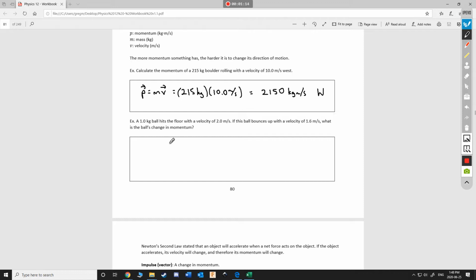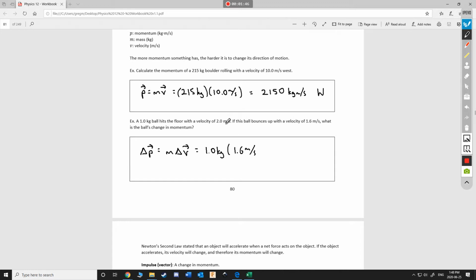A 1.0 kilogram ball hits the floor with a velocity of 2 meters per second. The ball bounces up with a velocity of 1.6. What is the ball's change in momentum? So looking at the change in momentum, we don't just want p, we want to find delta p. And if we're looking at delta p, we're also looking at delta v. So our mass is 1.0 kilograms.